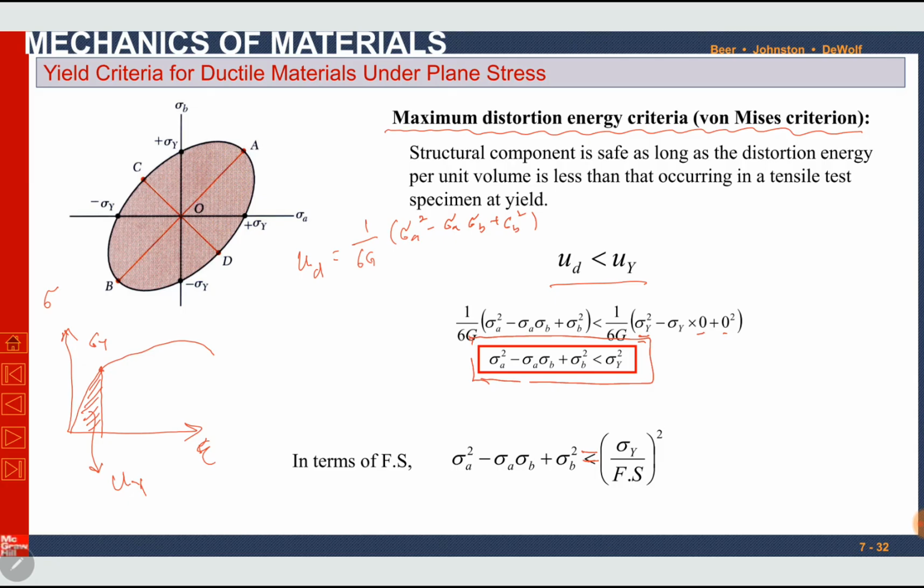So if this left hand side is less than the right hand side, the structure is safe as per the maximum distortion energy criteria. If it is not less than the right side, it is not safe.